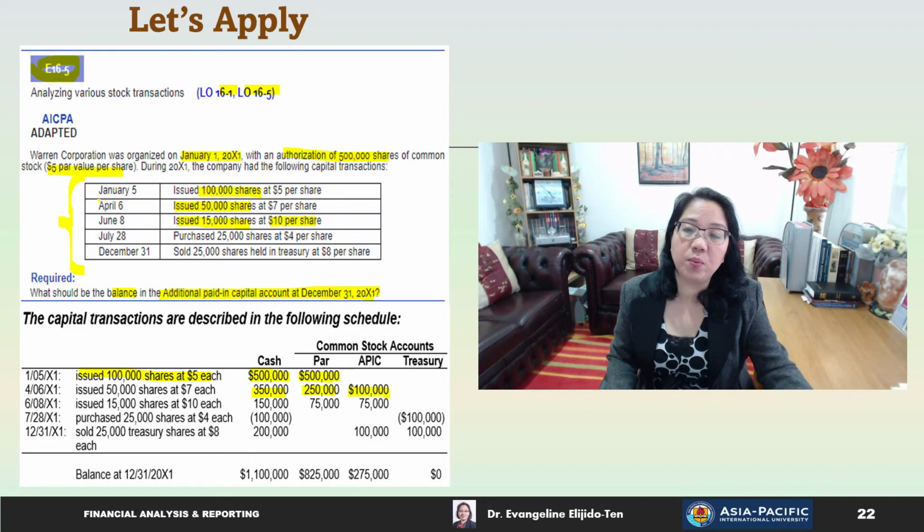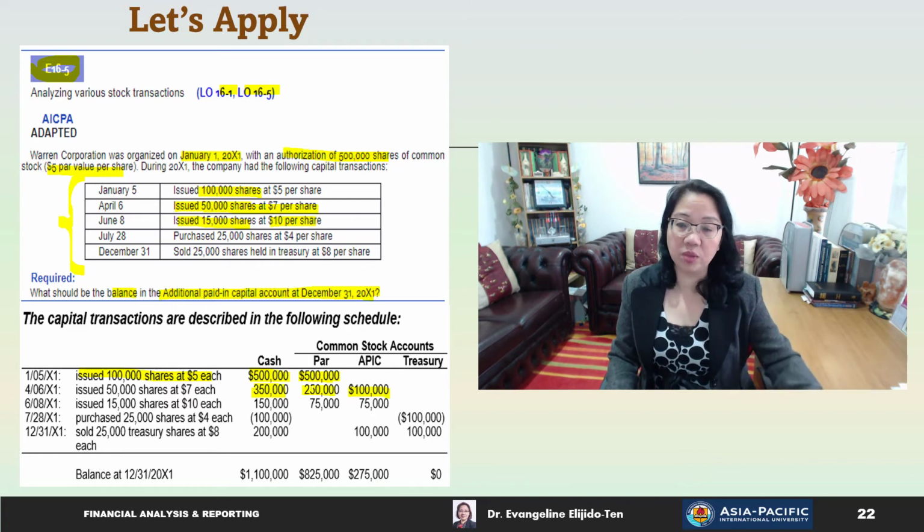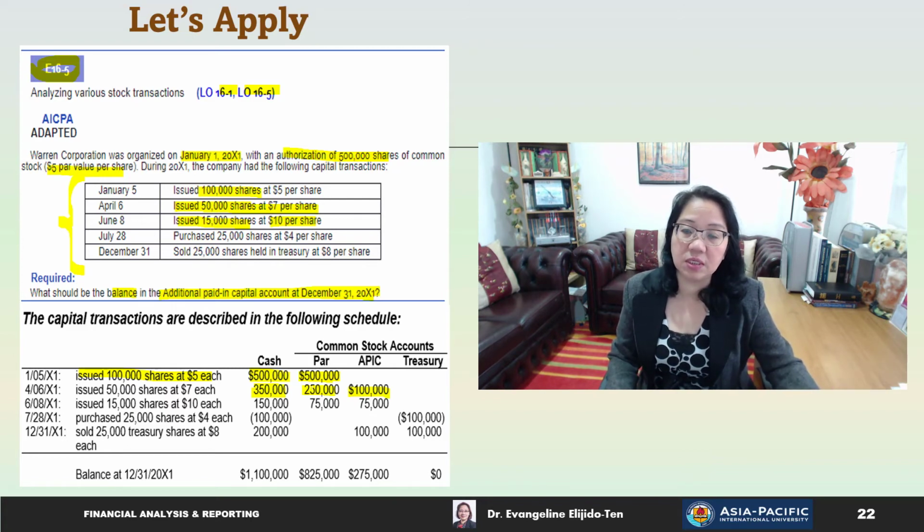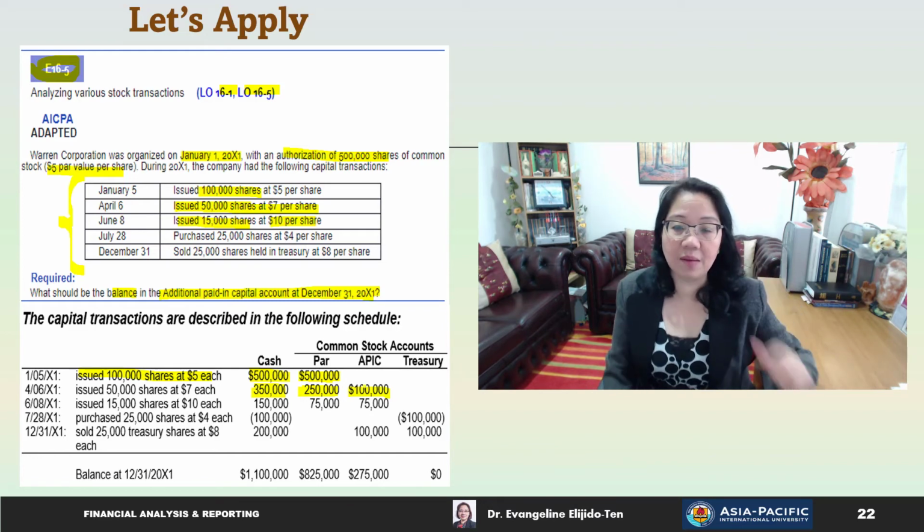On the 6th of April, we issued 50,000 shares at $7. So we will get cash of 50,000 times 7. That's 350,000. At par will be $5 times 50,000. So that's 250,000. And the additional paid-in capital will be the difference, $2 times 50,000. So that's 100,000.